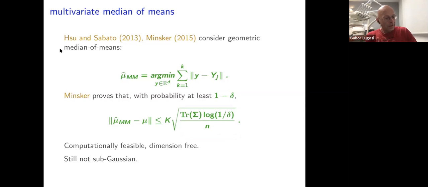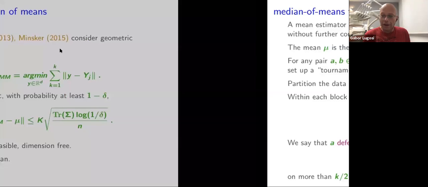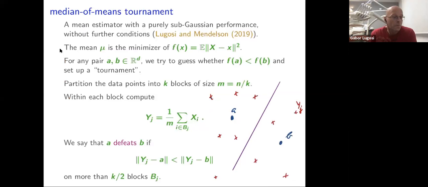Okay. All right. So let me show you how one can construct an estimator that achieves this sub-Gaussian inequality. This is what we call the median of means tournament. So what's the mean? You can think about the mean as the value x that minimizes this function, the expected squared distance to this random variable.